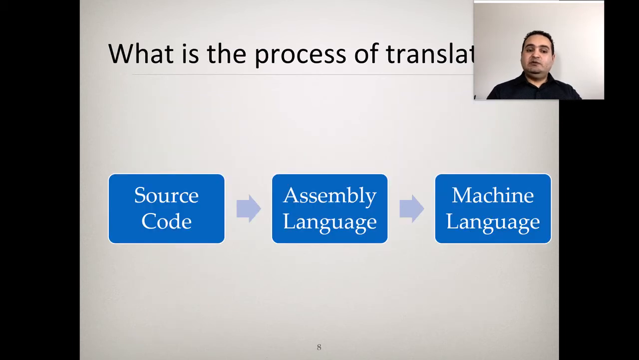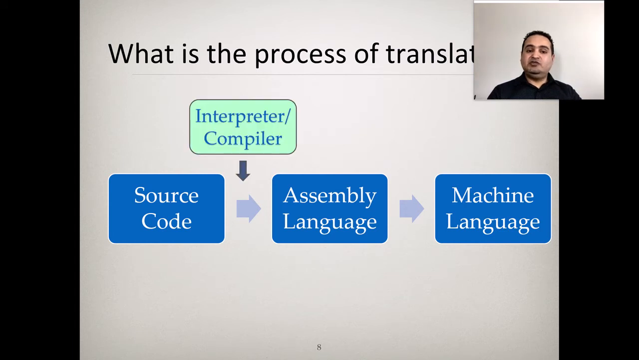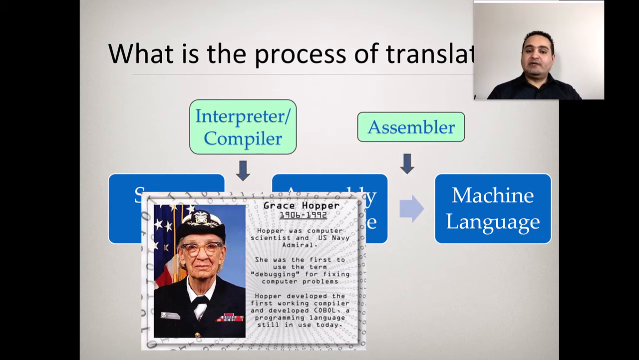So to do that, we have the source code. It is transformed, or translated, into assembly language through an interpreter or compiler, and then the assembly language is translated into machine language through an assembler.